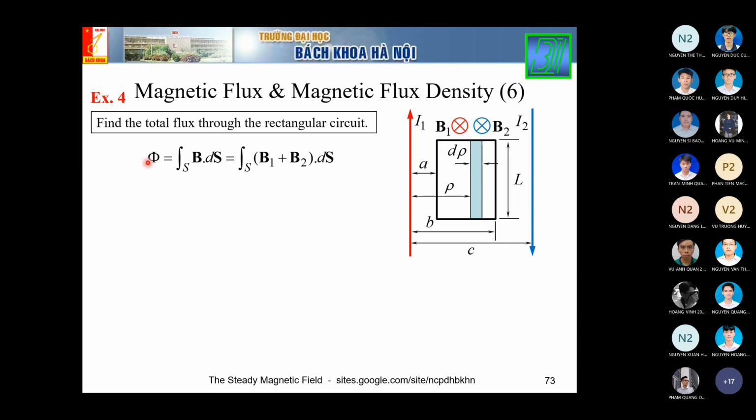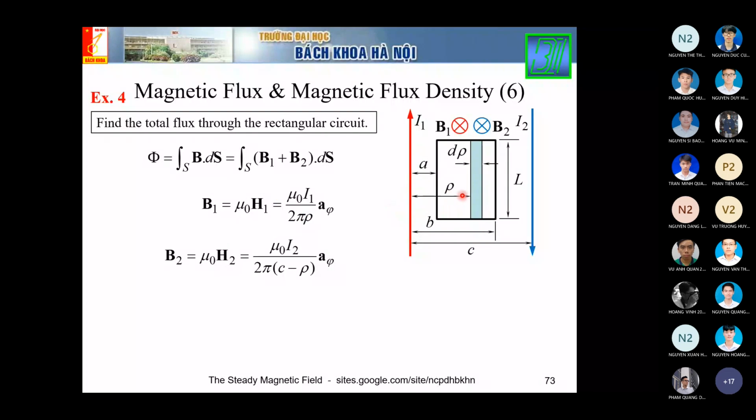By definition, we have the magnetic flux like this, and like I told you, the total B here will be the summation of B1 and B2. B1, we knew this a long time ago, and we also knew B2. But please keep in mind that for B2, rho here must be the distance from the given point to the source of the magnetic field, and the distance from here to the blue current will be c minus rho, like this.